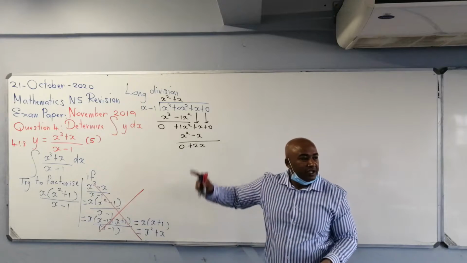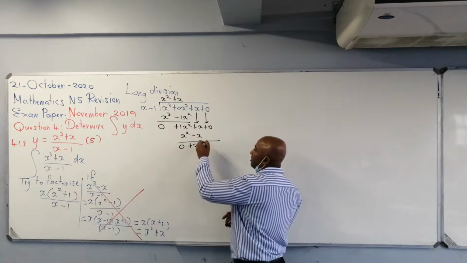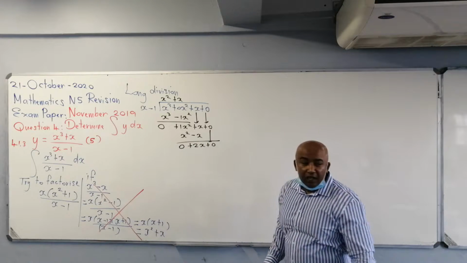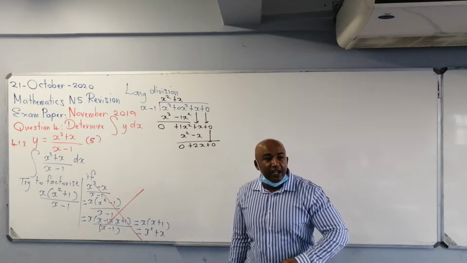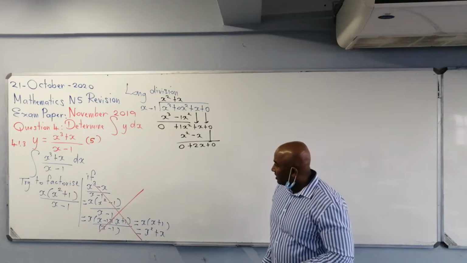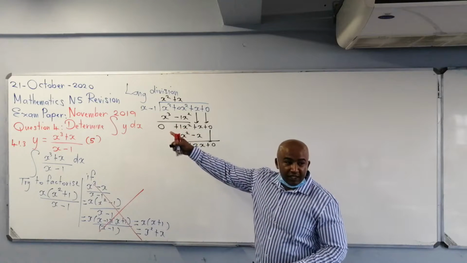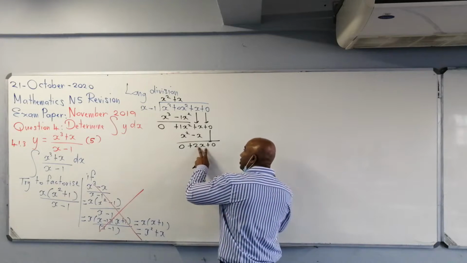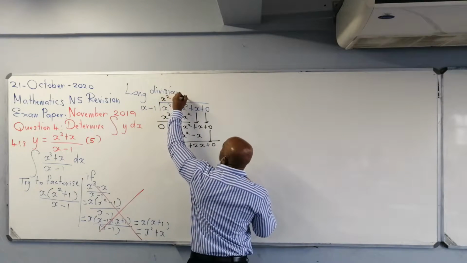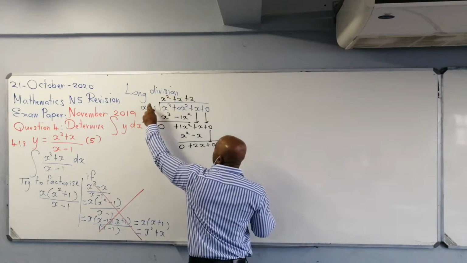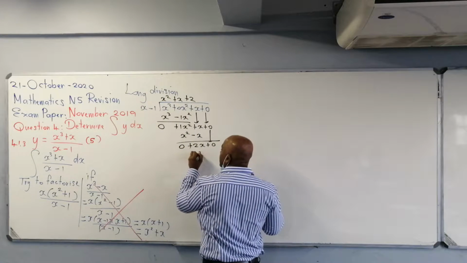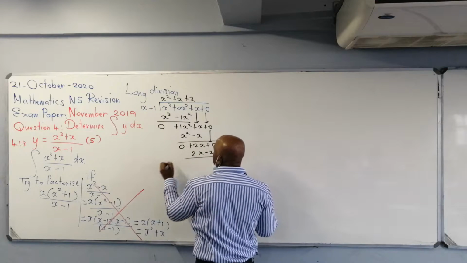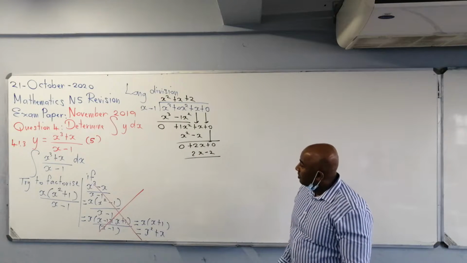Well, you don't have to, right? But you can bring it down if you want to. Let's bring it down. So let's bring down the 0. Now we go back to step number 1. You carry on dividing, okay, until you have a proper fraction. So 2x divided by x, that will be 2, 2 times x will be 2x, 2 times minus 1 is minus 2. So that's divide, multiply.